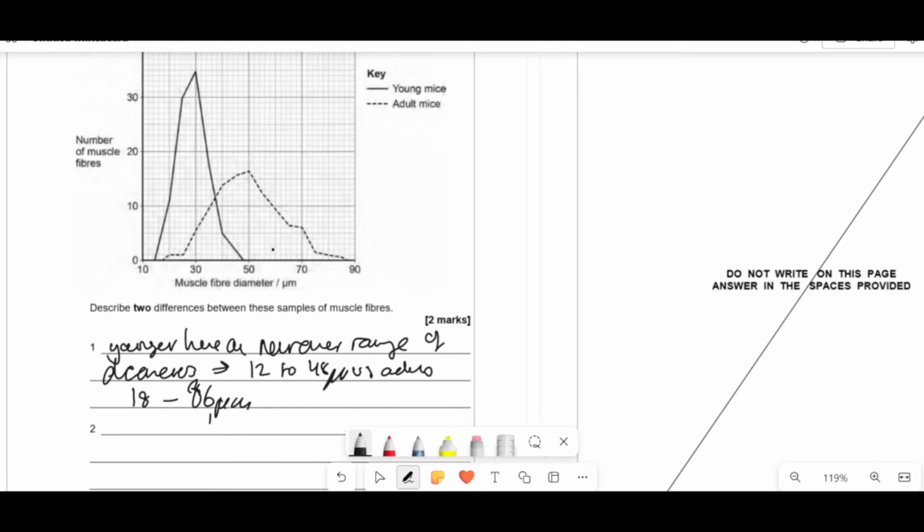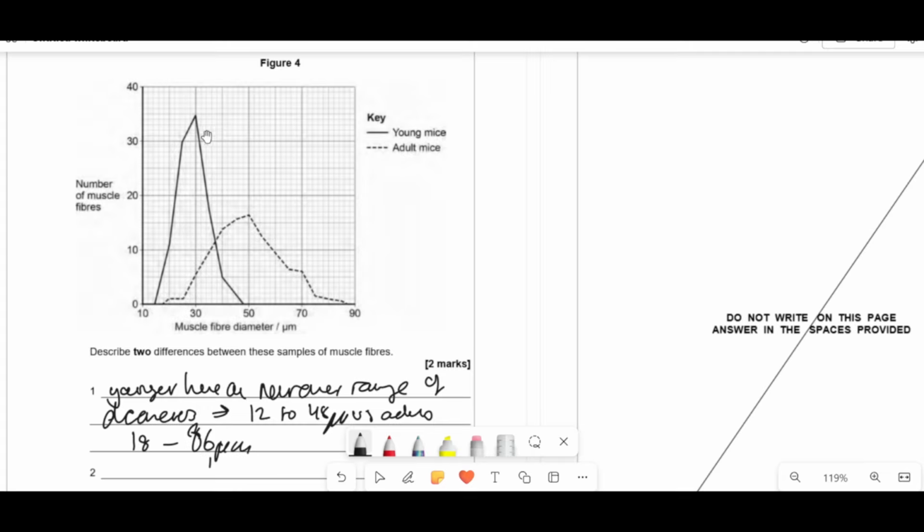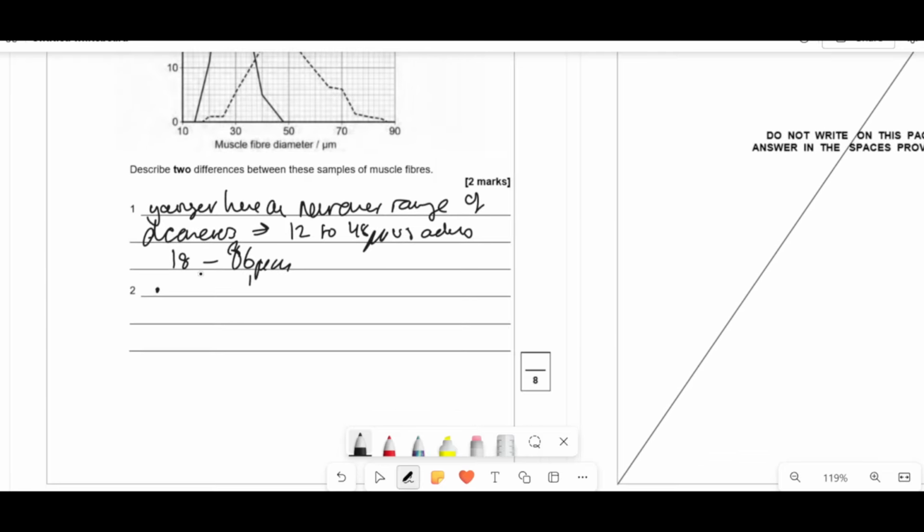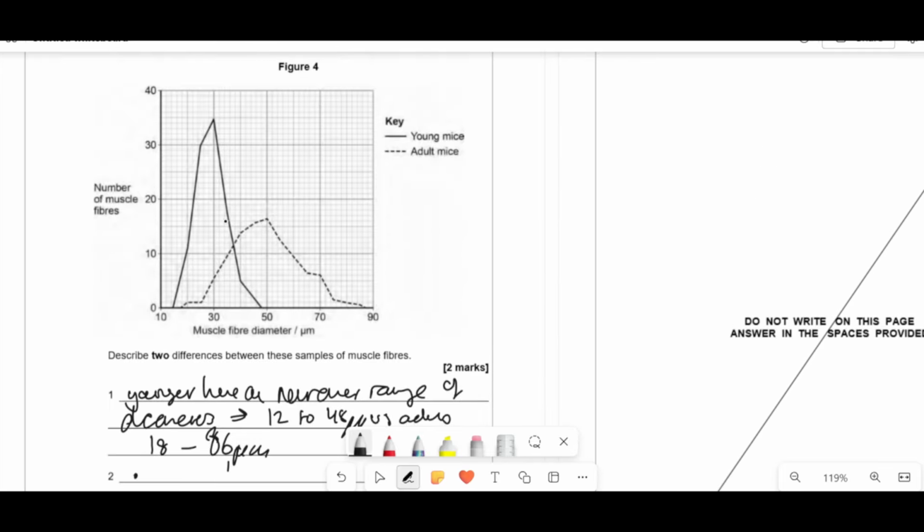Now, the next thing is to say, well, we could see here there's a peak at the 50, right? But that's not saying that if you have this, you get 50. What it's saying is that 50 fibers had this diameter in the young. So be careful. A lot of people, I think, were just kind of saying that this is the mean, for example, or they were saying that these are causing this.